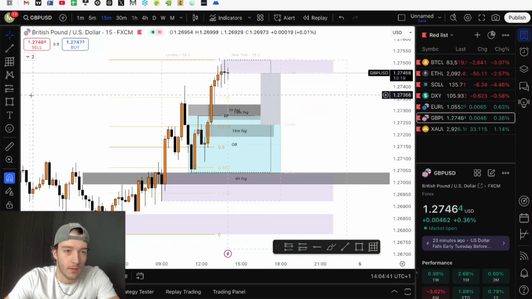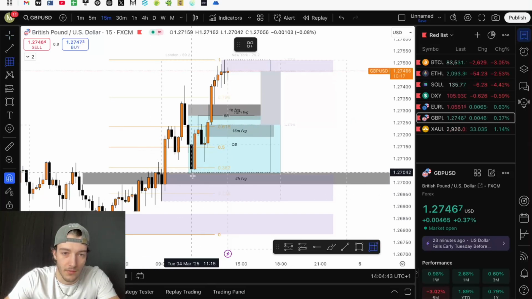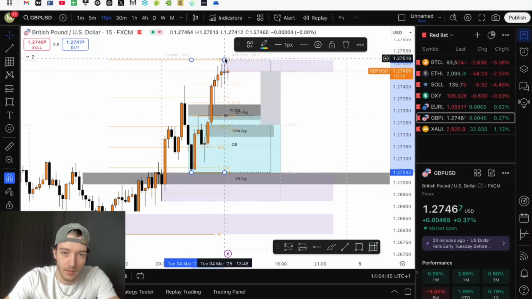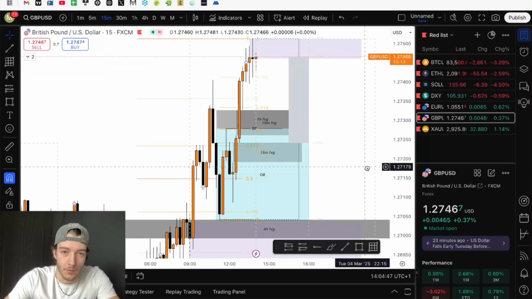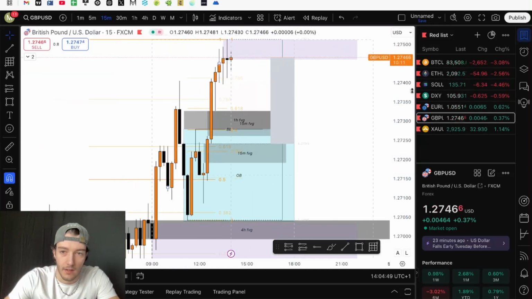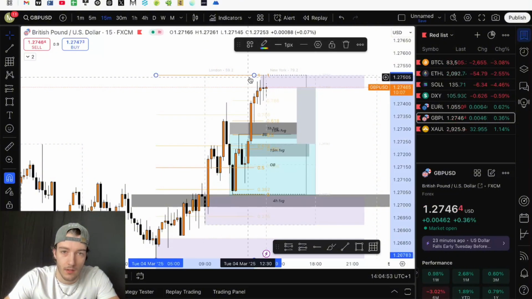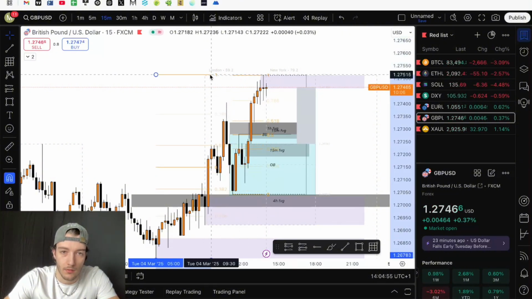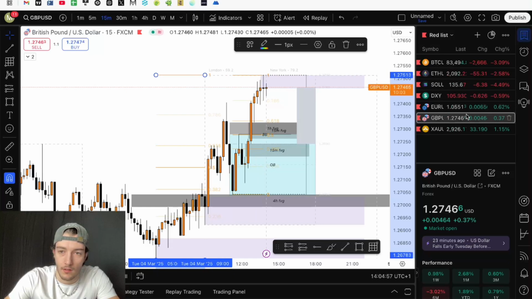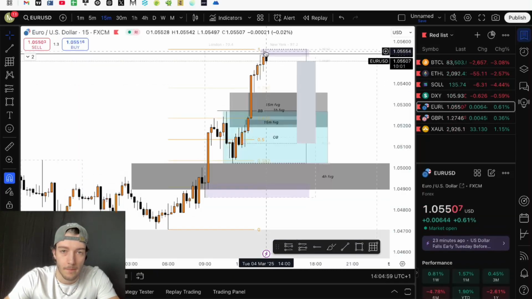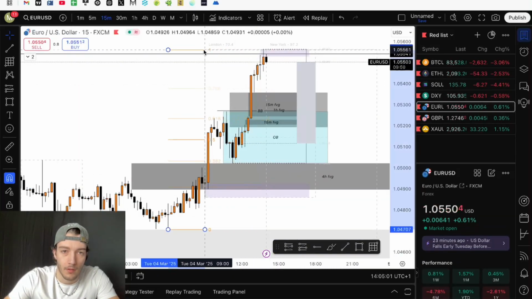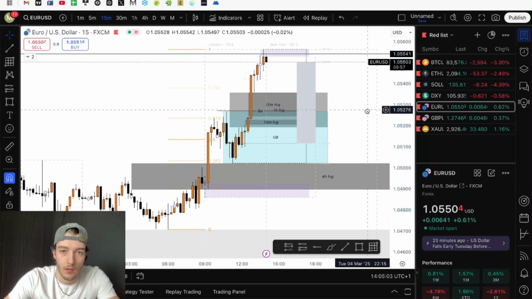Nice. If I would count equilibrium from this low here up to this high, our breaker block would be exactly at discount level, so that's very nice to see. Let me move this to the left a little, like that. Same thing here. Alright.